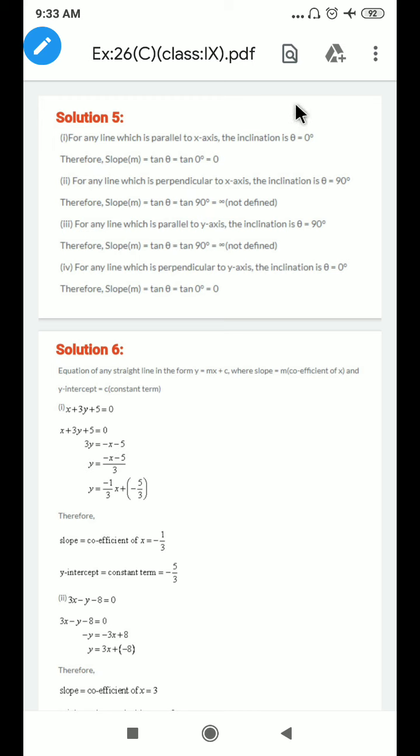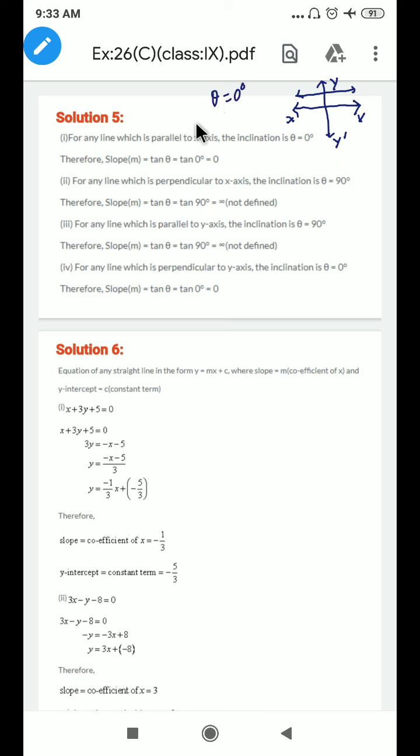Suppose this is the x-axis and this is the y-axis, and the line is given parallel to the x-axis. For finding the slope, firstly you have to find the value of theta. What is theta? Theta is the inclination of the line. So here theta is 0, because this line makes an angle of 0 degrees with the x-axis, since these two lines are parallel. So theta is 0 degrees.